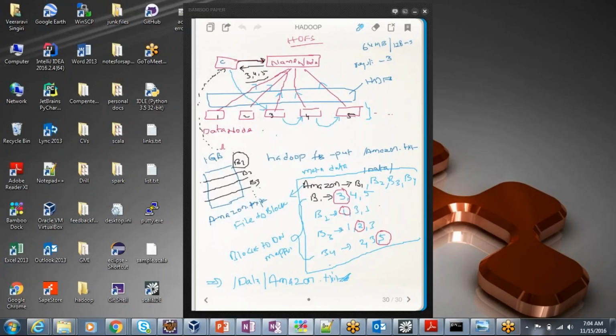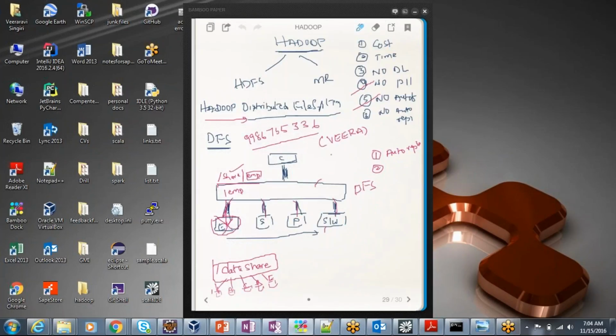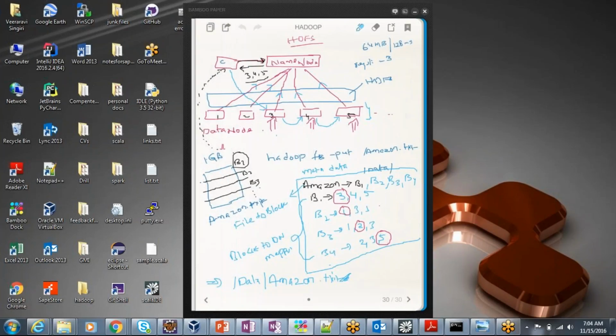To process the data, wherever the data is, let's assume the data is in machine 3, so I'm processing machine 3 only. I have data in machine 4, I'm processing machine 4. I have data in machine 5, I'm processing machine 5. What does it mean? Data localization. I have data localization. And because I'm processing parallelly, I take less time.